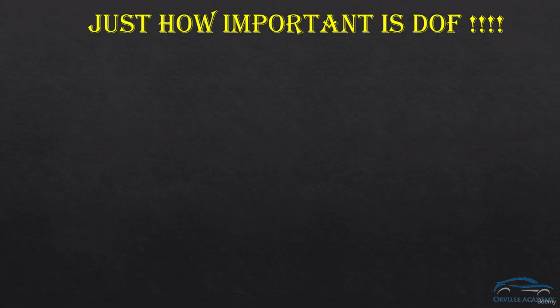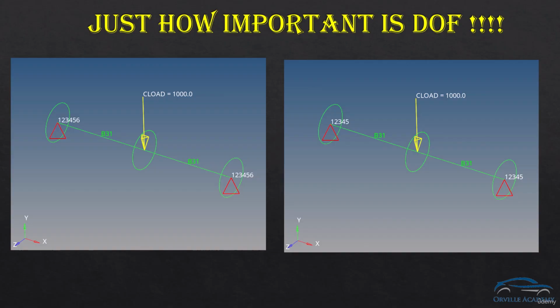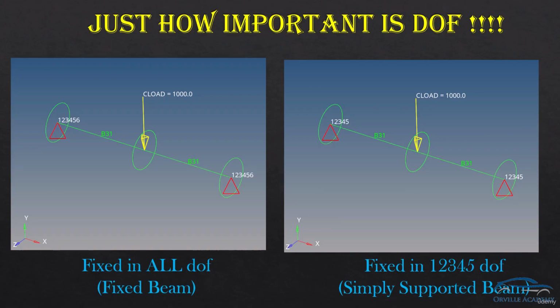Just to tell you how important the concept of degree of freedom is, here I have two problems. As you can see, in both the images I have the beam. On the left hand side I have fixed both ends of the beam in all degrees of freedom. So here you can say that we are trying to simulate the fixed beam. While on the right hand side I have constrained the 1, 2, 3, 4 and 5th directions. That means the end of the beam can freely rotate about the z direction.